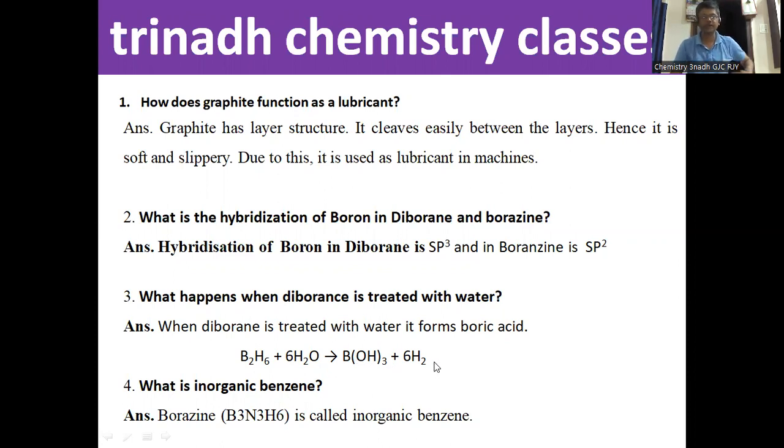Next, what is inorganic benzene? Borazine, B3N3H6, is called inorganic benzene. Due to its structure being similar to that of benzene, it is called inorganic benzene.